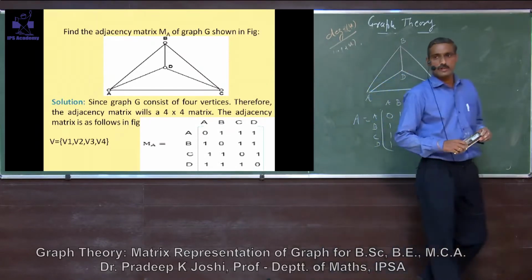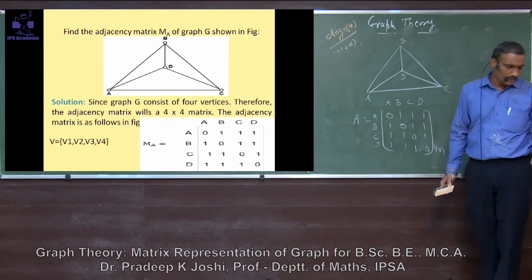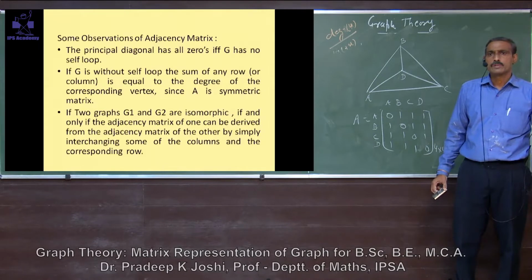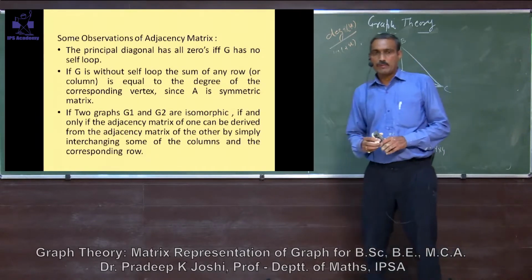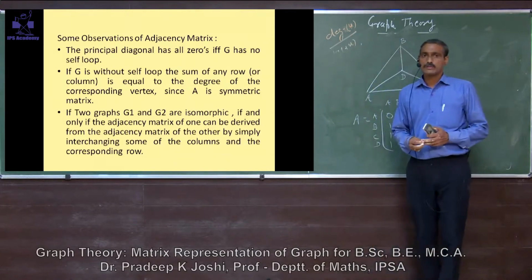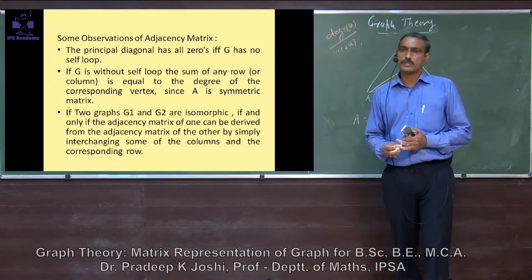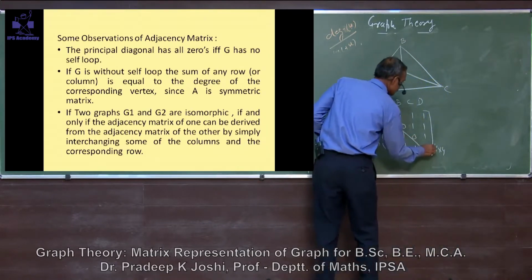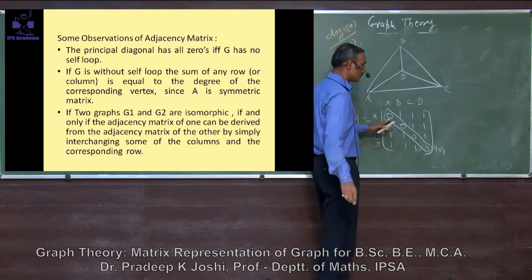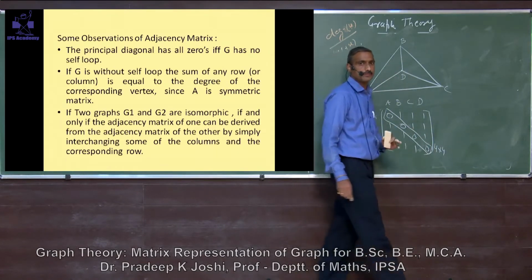Okay, just to see the example here, a simple example is given. Now what are the basic observations of this graph? Some observations about the adjacency matrix: the principal diagonal has all zeros if and only if G has no self loop. Because these are principal diagonals, these principal diagonals are all zeros, because the graph does not have any self loop.